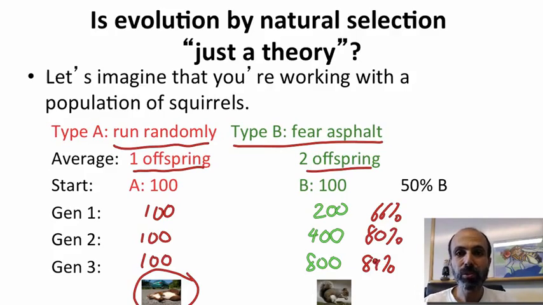That is evolution by natural selection. We see this change over time, over generations, very importantly, from 50% type B to 89% type B over the course of 3 generations, 3 new generations.